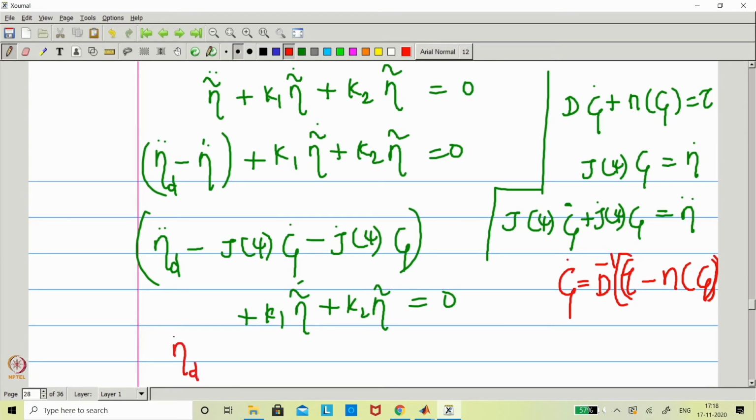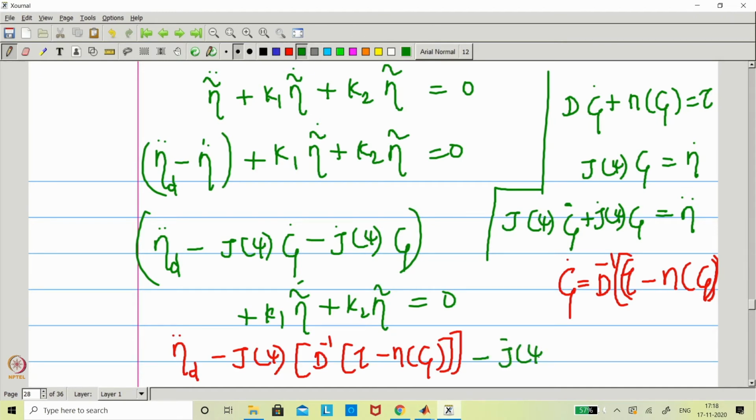So what that is, D inverse into tau minus n of zeta. This is the first equation. The remaining I am keeping as it is. I am just putting j dot psi into zeta plus k1. Now what one can note down here is this is my control input.